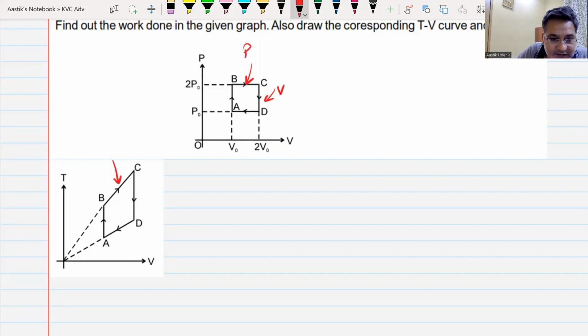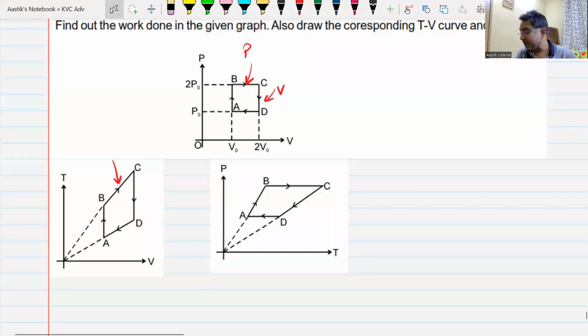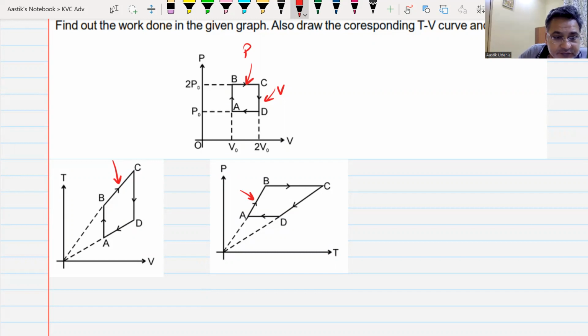This is the TV graph. You understand this? Yes, sir. I'll show the PT graph as well. This is the PT graph. AB is the isochoric process, and therefore it is a straight line. Pressure is increasing, temperature is increasing. Do we understand this? Everyone got this? Yes, sir.